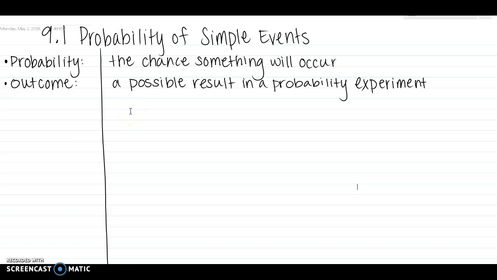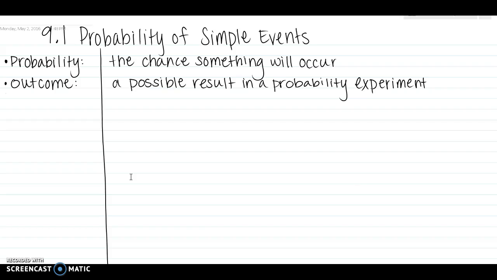Okay, so today we are doing the first lesson of Probability of Simple Events 9.1. And just a reminder, probability is the chance something will occur. So we hear about probability a lot in the real world. We might hear your chances or your odds of winning the lottery, or the chance of it raining on a certain day. So again, that's what probability is. It's kind of like predicting what will happen or what won't happen, and the percent or the chance of that happening.